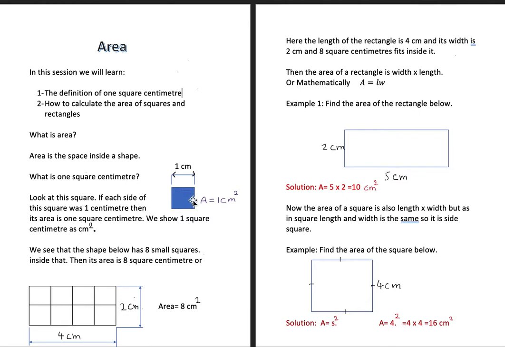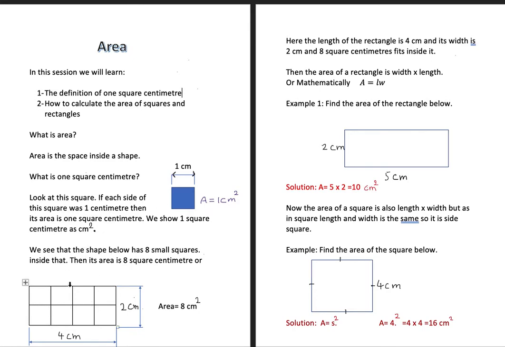Assume you have a square like this, which each side of that is 1 centimeter. So you've got a square, each side 1 centimeter. Then the area space inside that is defined as 1 square centimeter. Now we have a unit which we can use to measure the area of any given 2D shape. Depending on how many of that we can fit inside that, that will be the area of that shape.